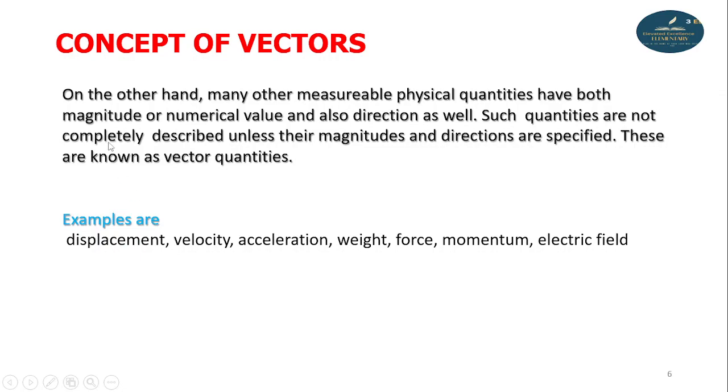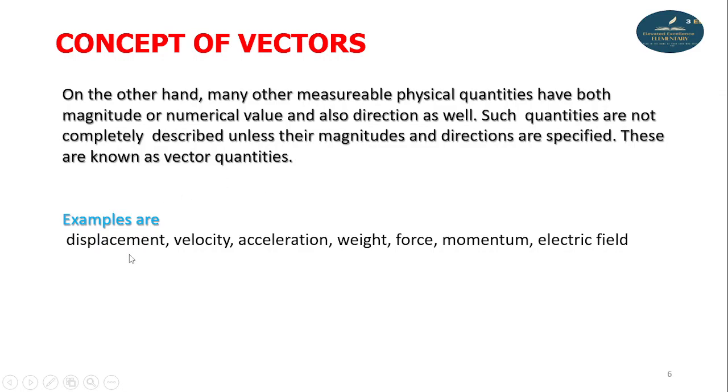Now let's look at the concept of vectors, which is the opposite of scalars. On the other hand, many other measurable physical quantities have both magnitude or numerical value and also direction. Such quantities are not completely described unless their magnitudes and directions are specified. These quantities are known as the vector quantities.